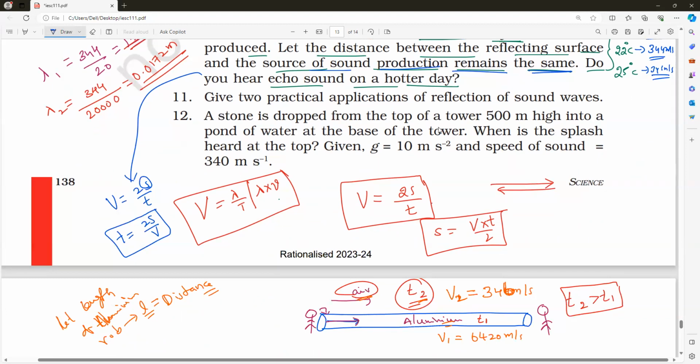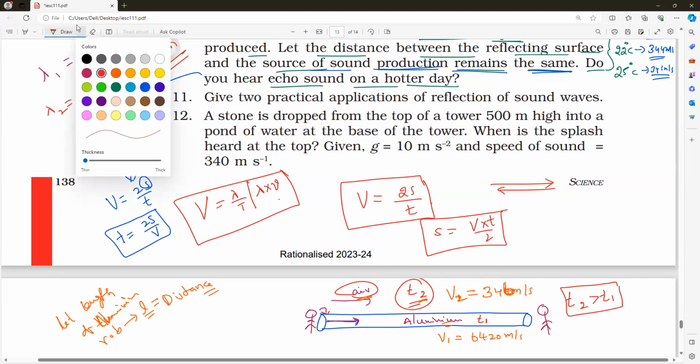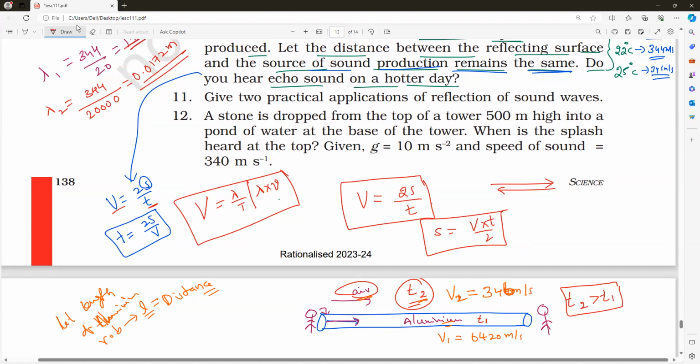Directly, sir. Where directly, Mari? Velocity and time are directly proportional. Distance not. Velocity and time. Velocity and time: directly proportional or inversely proportional? Inversely proportional. So, S will remain the same and T will decrease. Is it right or wrong?